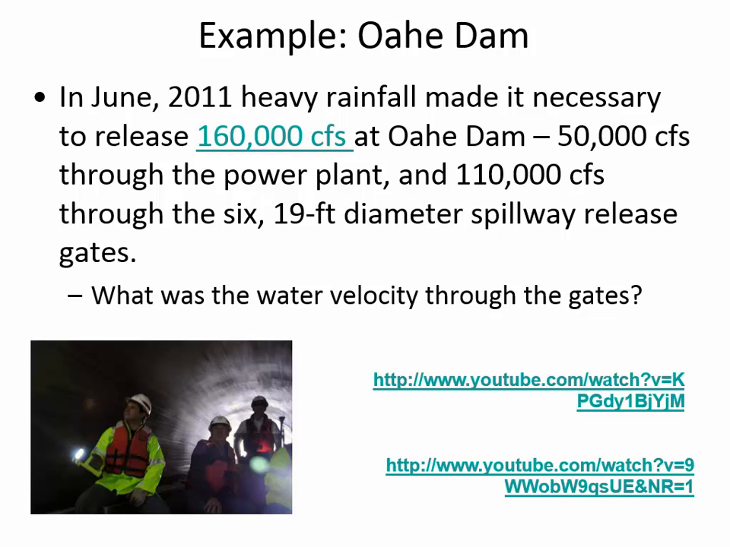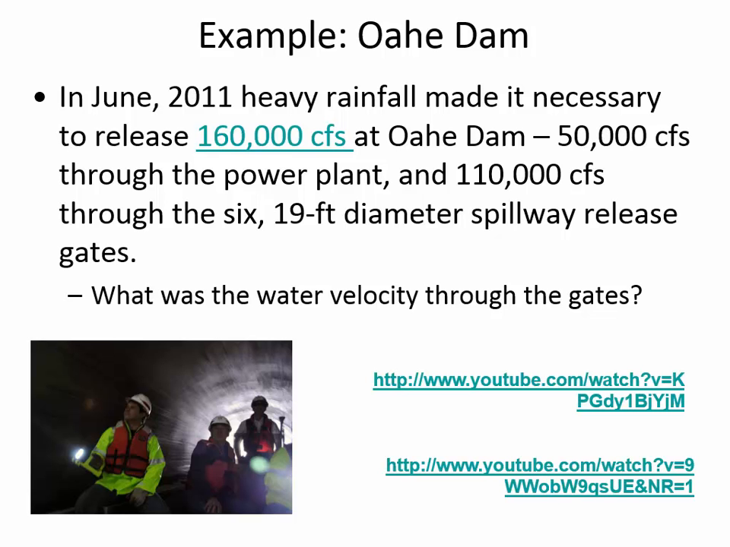And because the water levels were rising so quickly, they had to send water through the overflow spillway. They're putting the maximum amount through the power plant, which is 50,000 cubic feet per second. This CFS is cubic feet per second. So they were maxing out the power plant, and then they were nearly maxing out the overflow as well, with 110,000 going through 6 of the 19-foot diameter spillway release gates.